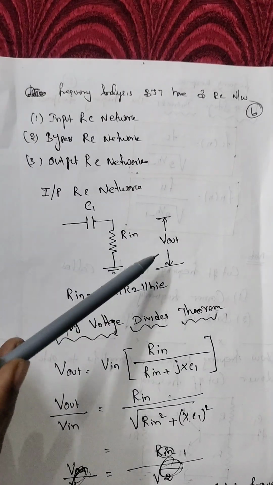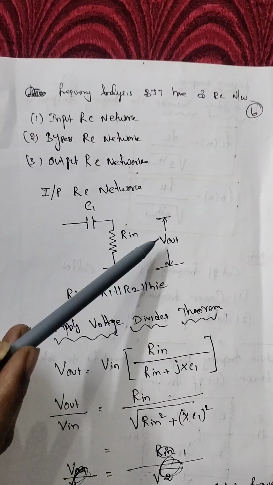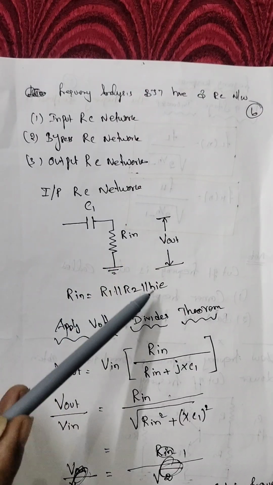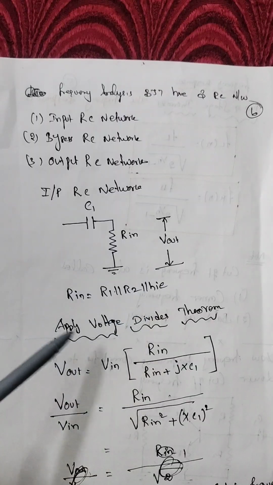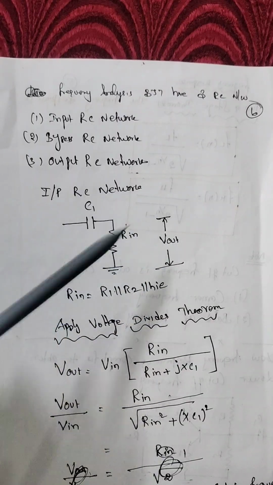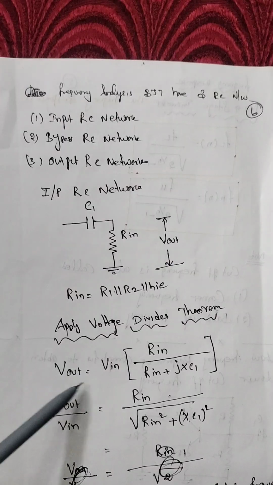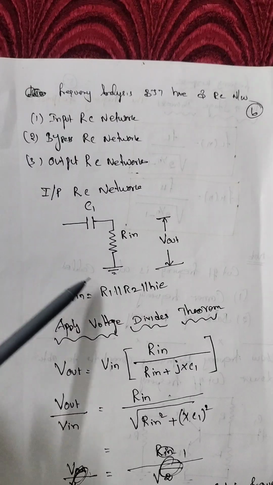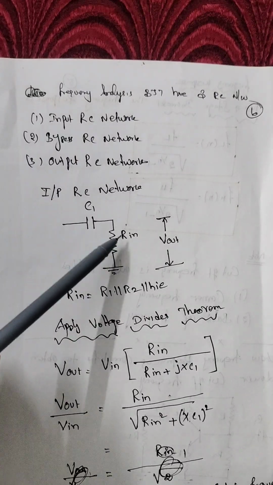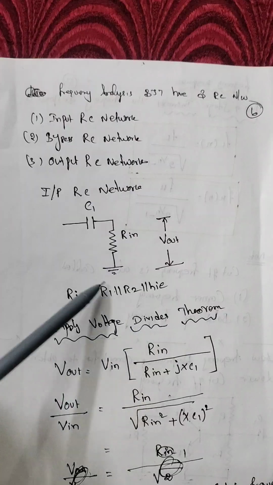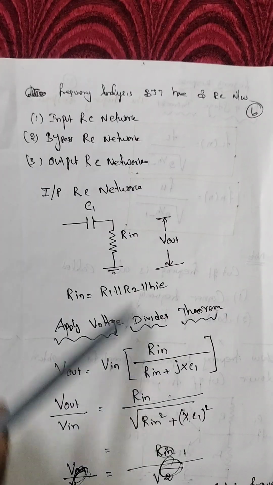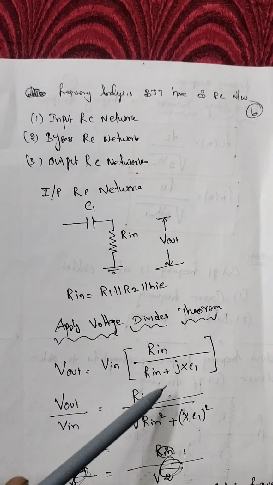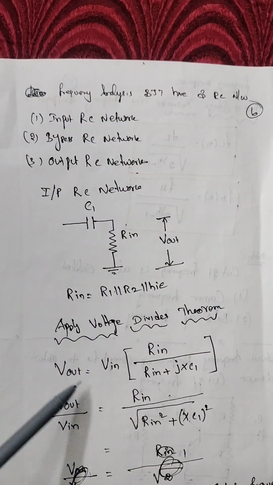Now from this I find the output. R in is nothing but R1 parallel R2 parallel hie. Then we apply voltage to find V out. V out is equal to the total voltage. What is the total voltage? The input side V in, times the resistance ratio: R in divided by the total resistance, R in plus XC1, with j the imaginary part, jXC1. Are you clear? This is your V out.